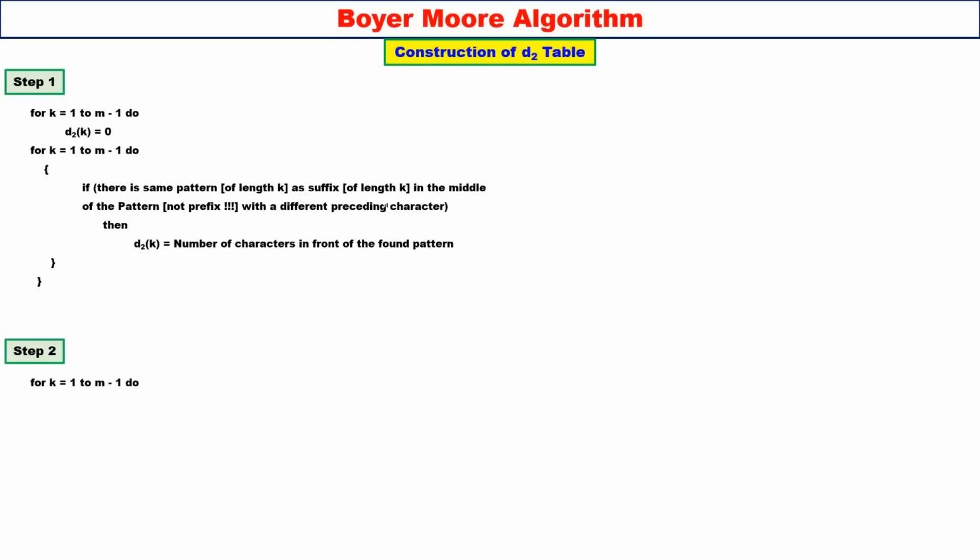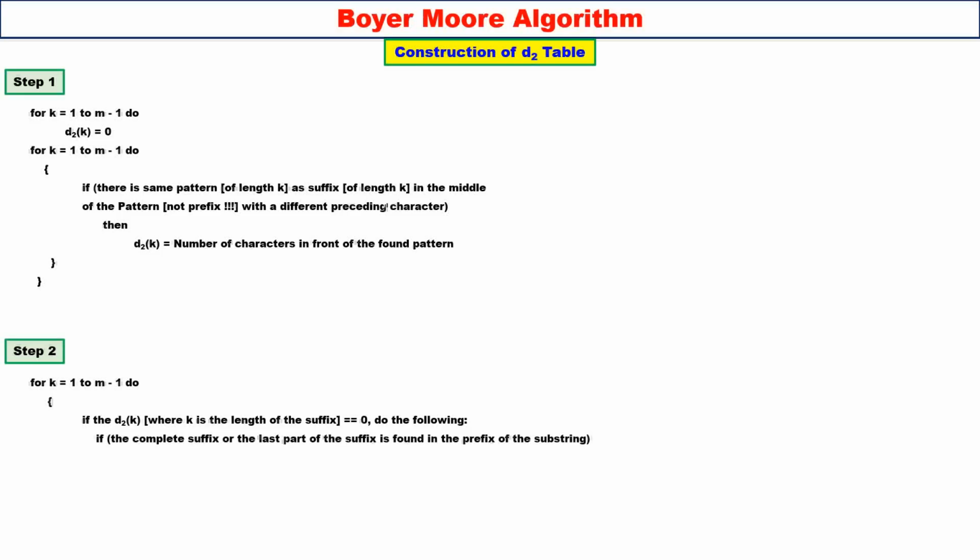Step number 2, for K is equal to 1 to M minus 1. If D2 K is equal to 0, then only do the following. What is that? If the complete suffix or the last part of the suffix is found in the prefix of the substring, then D2 of K is equal to number of characters in front of the matched prefix pattern, not matched pattern, matched prefix pattern. Otherwise, it is length of the substring. I think this algorithm is also construction of D2 algorithm.